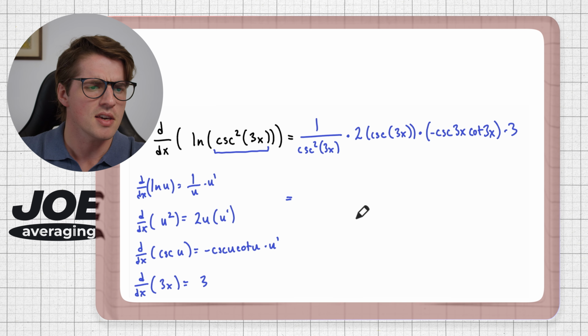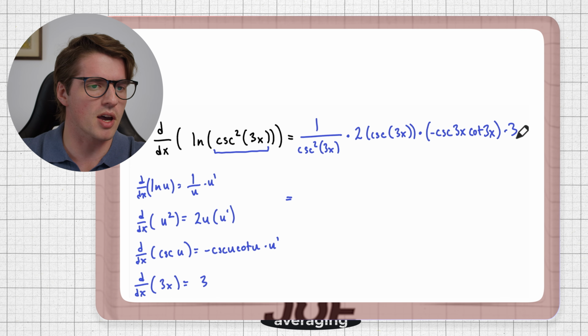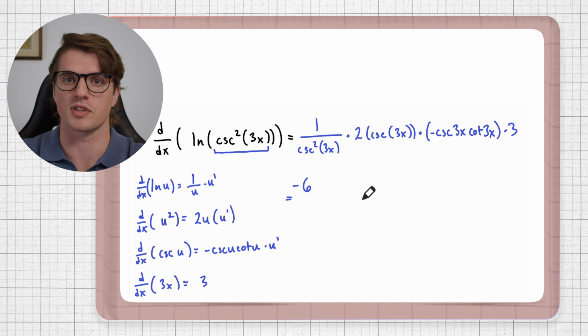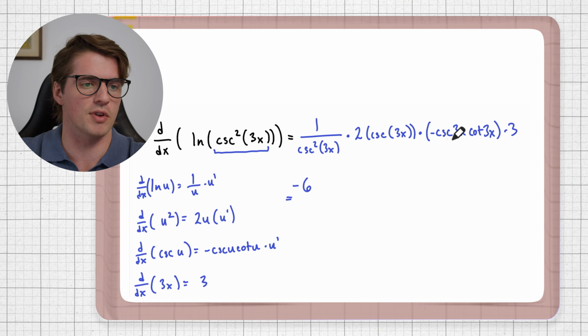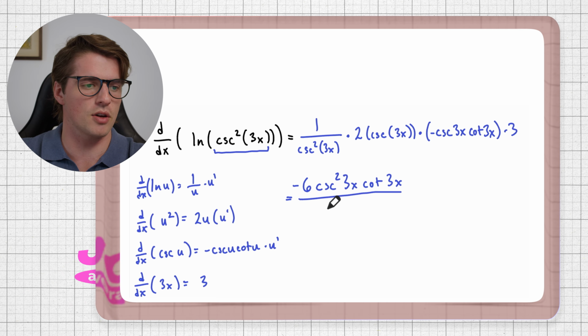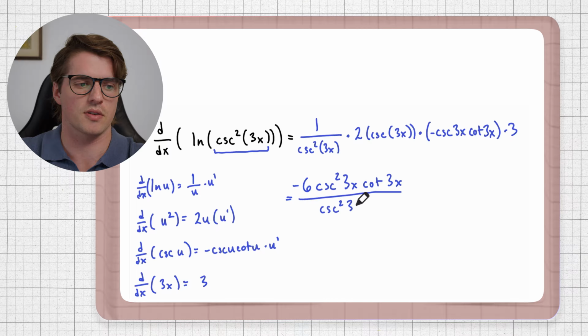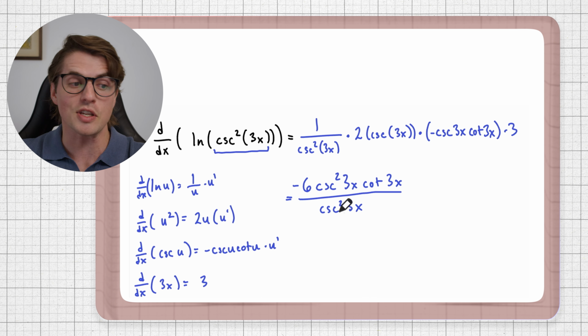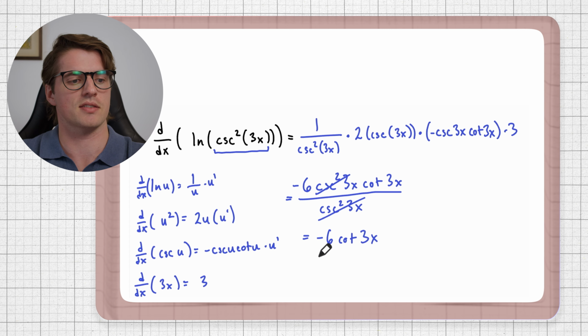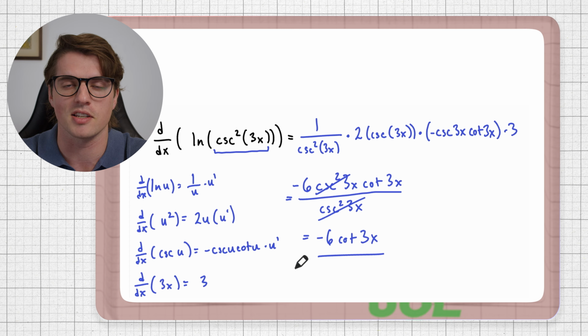Okay, so this is a big mess, but we have the 3 and the 2, which will become 6. There's only one negative sign, so it'll stay negative. We have a cosecant 3x and a cosecant 3x, so that'll be cosecant squared 3x and a cotangent 3x. And this is all over cosecant squared 3x. So we can actually cancel the cosecant squareds. We would just be left with negative 6 cotangent 3x. And that actually simplified pretty nicely.